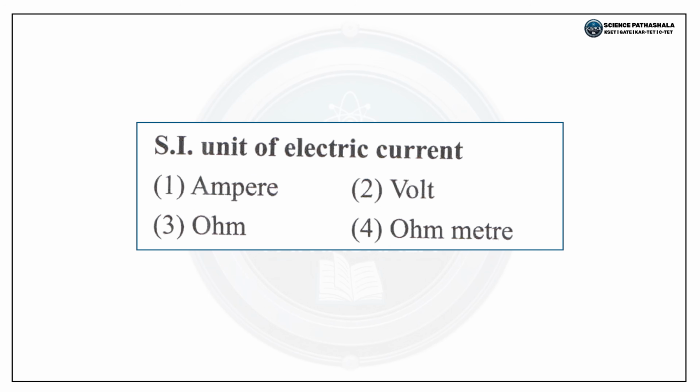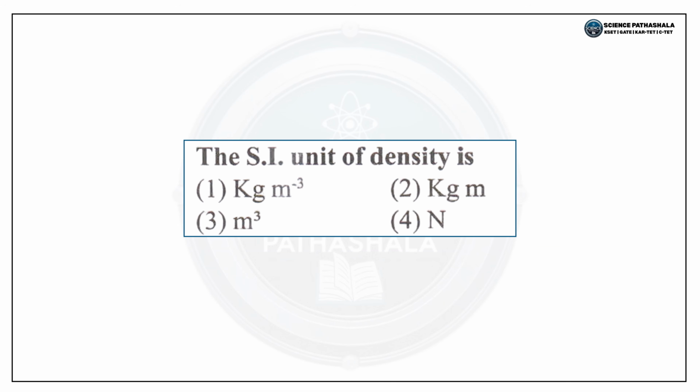SI unit of electric current. So try to find the answer. ಚೆಕ್ ಮಾಡ್ರಿ. ಸೊ ಇಲ್ಲಿ 4 ಆಪ್ಷನ್ಸ್ ಕೊಟ್ಟಿದ್ದಾರೆ. ಆಂಪಿಯರ್, ವೋಲ್ಟ್, ಓಮ್, ಓಮ್ ಮೀಟರ್. ಸೊ ಇಲ್ಲಿ ಸರಿಯಾದ ಉತ್ತರ ಆಂಪಿಯರ್, that is option 1. The SI unit of density is. So check the options. Try to find the correct answer. The correct answer it is kilogram per cubic meter. That is option 1.